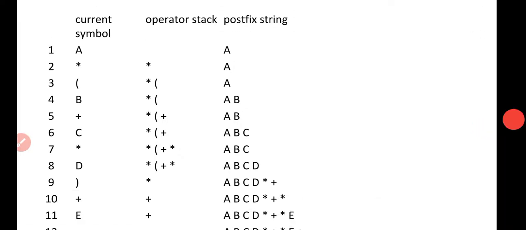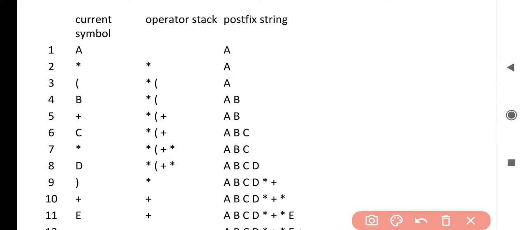B is there, B will be in postfix. Plus is an operator, it will be in the stack. C is an operand, it will be in postfix. Multiplication is an operator. Just now we have discussed that a higher operator can sit above a lower operator. Now multiplication is the higher operator, plus is the lower operator, so put this multiplication in the stack. D will be transferred to the postfix string. That's why here it is A B C D, because this D is transferred from here.